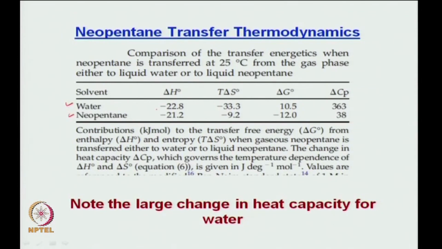So, the first one, look at this, the enthalpy, the entropy obviously is negative, but the most striking feature is the last column, delta Cp. The delta Cp for neopentane being dissolved in water is how much? It is so high, 363. Compared to that, how much is the same for neopentane in neopentane? Only 38. So, now you can imagine why the slopes were so steep for neopentane being dissolved in water as compared to neopentane being dissolved in neopentane. It is just because this delta Cp is so high.